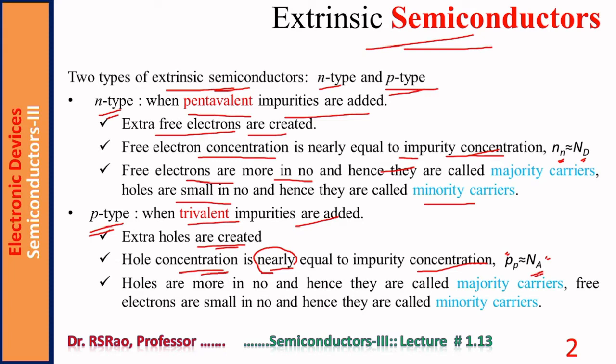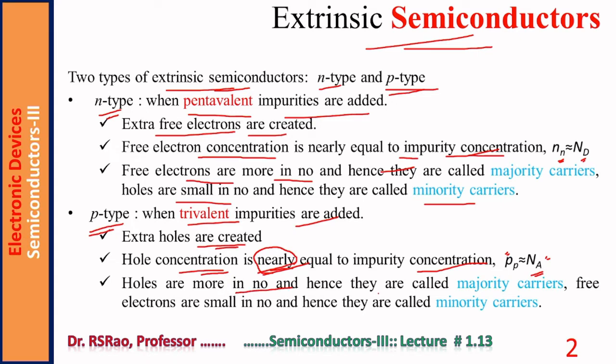After addition, now we have two types of holes: holes that existed prior to addition of impurities and holes that are created due to addition of impurities. These two together are the hole concentration in the slab. But the intrinsic hole concentration is so small, it can be neglected. Then hole concentration is simply hole concentration due to impurity addition, which is equal to impurity concentration. Therefore, hole concentration becomes equal to impurity concentration, and it is an approximation.